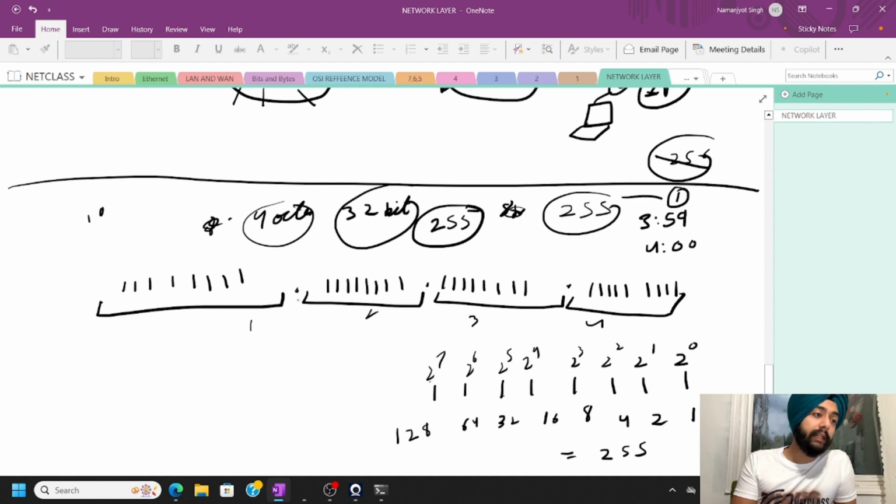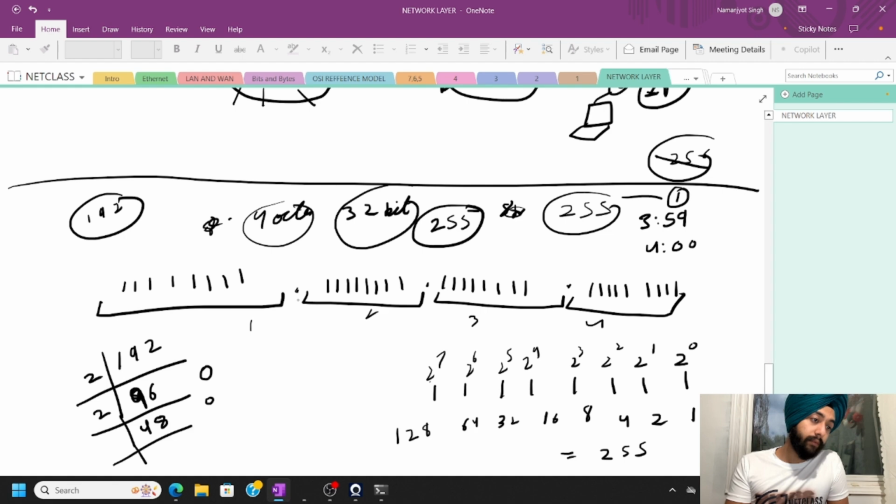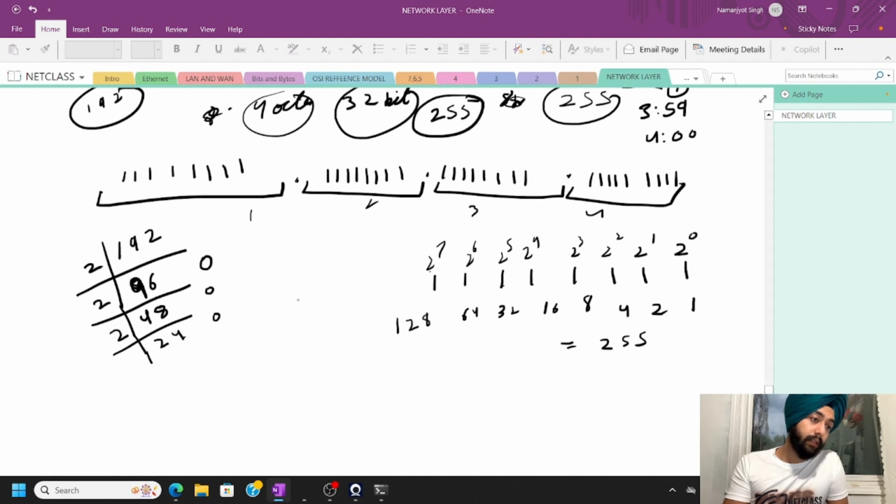So when we are saying our IP address is 192, let's convert 192 into binary language. 2 96 is 192, remainder 0. 2 48 is 96, remainder 0. 2 24 is 48, remainder 0. 2 12 is 24, remainder 0. 2 6 is 12, remainder 0. 2 3 is 6, remainder 0. 2 1 is 2, remainder 1, and 2 1s is 2, remainder 1.